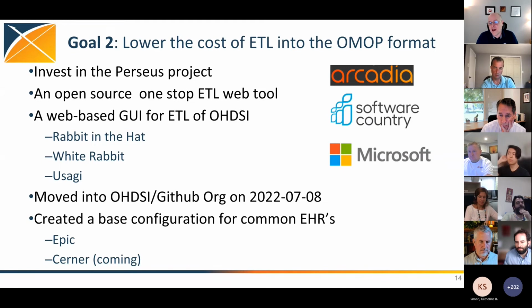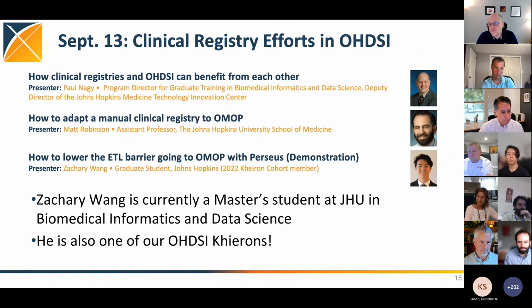This is an exciting opportunity to leverage the Perseus platform to do that. And to demonstrate our work with Perseus, we have Zachary Wang, who will be presenting.